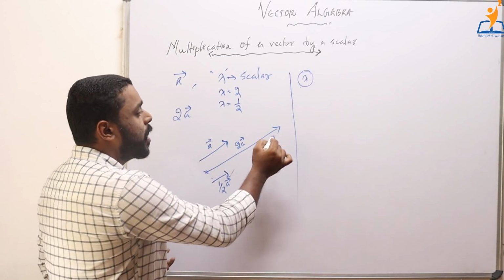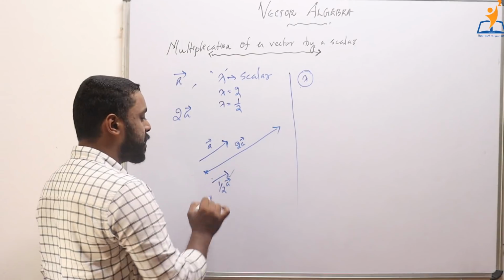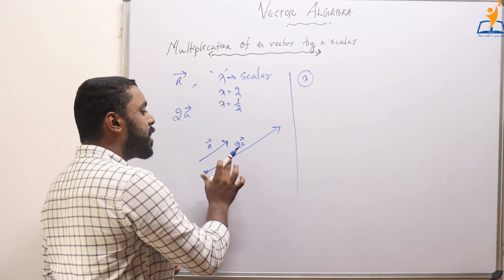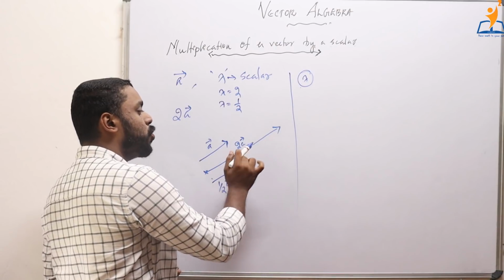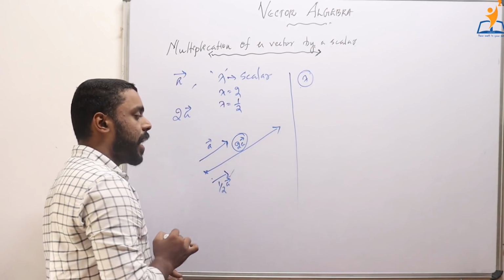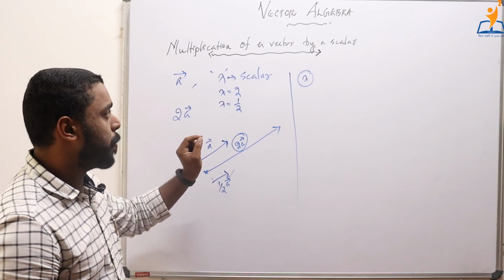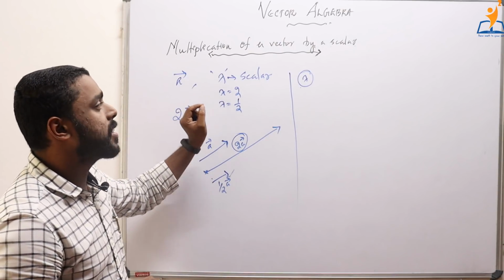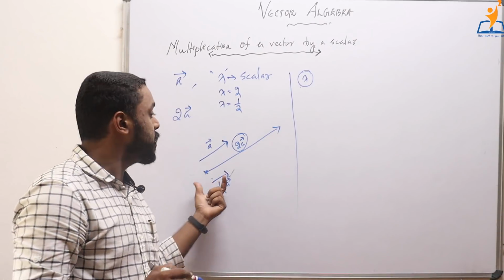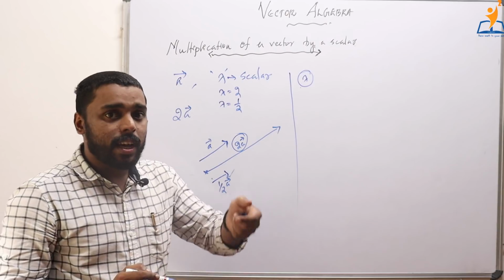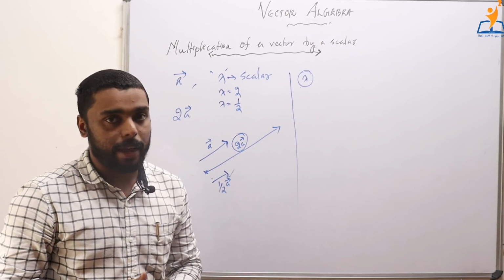The initial point stays the same, and the terminal point gets extended until the magnitude becomes lambda times that of the original vector. So whenever we are asked to multiply a vector by a scalar, just scale the vector until the magnitude becomes lambda times the original magnitude.